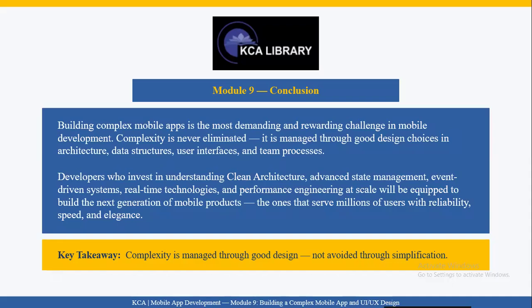Conclusion: building complex mobile apps is the most demanding and rewarding challenge in mobile development. Complexity is never eliminated. It is managed through good design choices in architecture, data structure, user interfaces, and team process. Developers who invest in understanding clean architecture, advanced state management, event-driven systems, real-time technologies, and performance engineering at scale will be equipped to build the next generation of mobile products, the ones that serve millions of users with reliability, speed, and elegance. Key takeaway: complexity is managed through good design, not avoided through simplification.